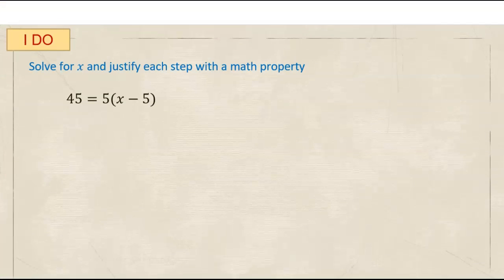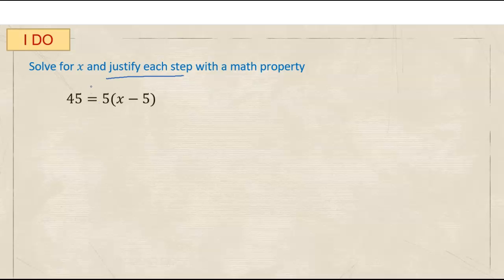It says to solve for x, but now we have this additional thing. It says justify each step with a math property. So what we're essentially doing here is a proof. This is a very formal way of proving something mathematically. And we don't often do this in algebra, but we can. This is usually something we do more in geometry or calculus, but we can do it in algebra. Let's see how it would work.